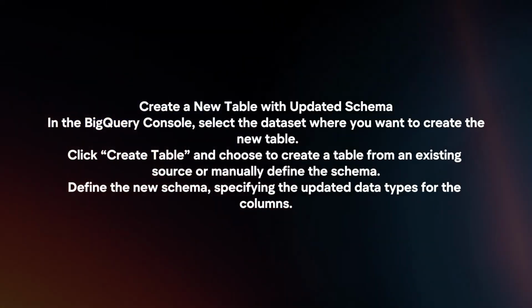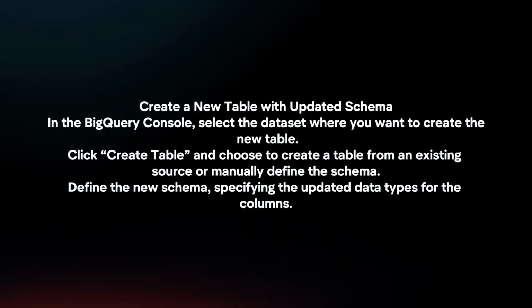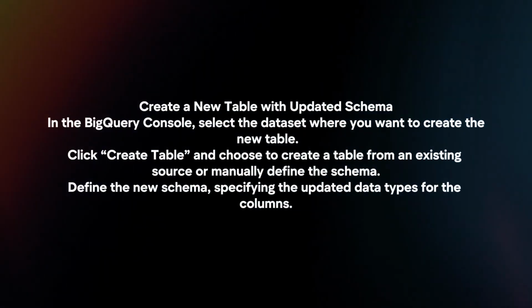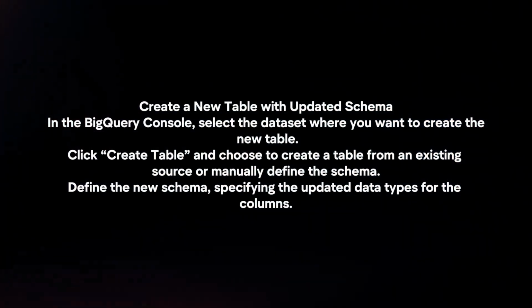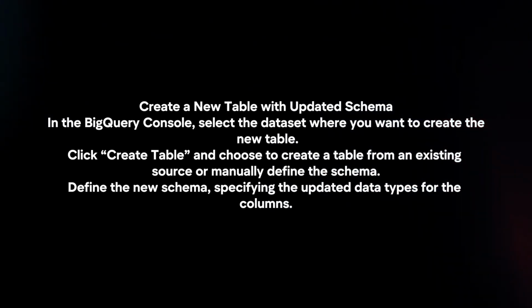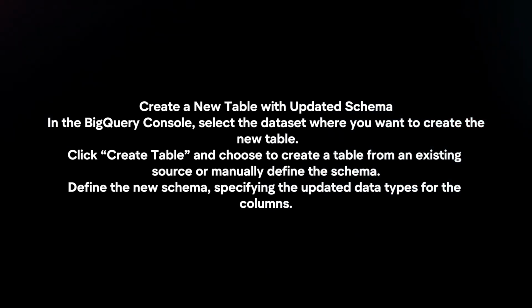Create a new table with updated schema. In the BigQuery console, select the dataset where you want to create a new table. Click Create Table and choose to create a table from an existing source or manually define the schema. Define a new schema, specifying the updated data types for the columns.